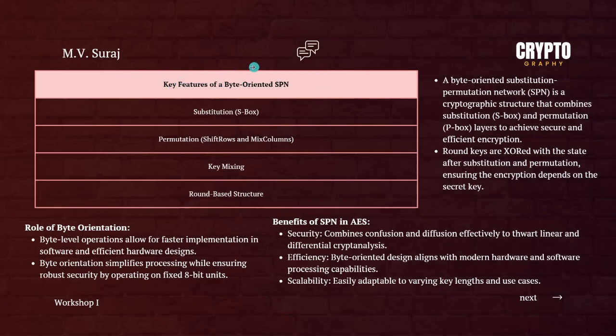Key features of AES: byte-oriented SPN. Byte level operations allow for faster implementation in software and efficient hardware designs. So since AES is a byte level operation, right, it mainly performs at byte level. It's very fast to implement in software, and makes the designs more efficient and faster. So this will not provide any pain for your hardware. That's why we use AES.